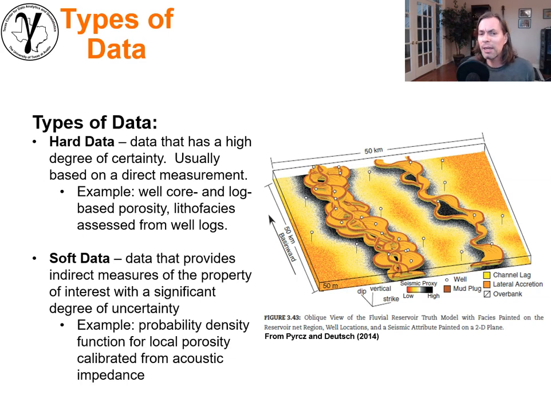Soft data are measures that are usually more indirect, and so they often have a significant degree of uncertainty with regard to the metric that you want to measure. So seismic information shown right here, this might be an inverted seismic attribute. It has a pretty good indicator of where the channels are, but it's providing you more of a probability, a soft measure. Okay, so we call that soft data.